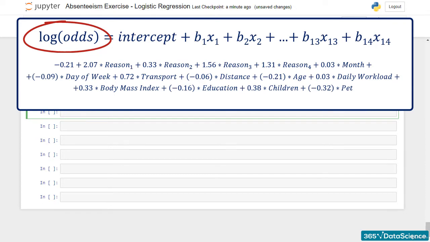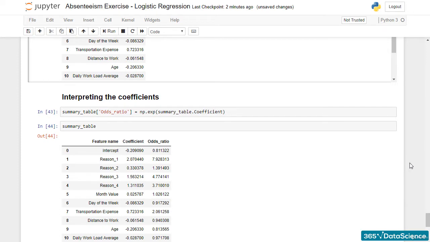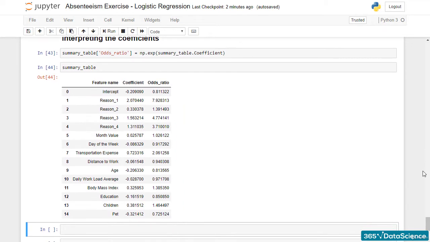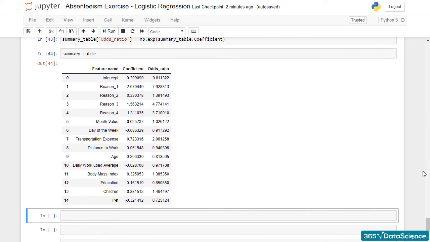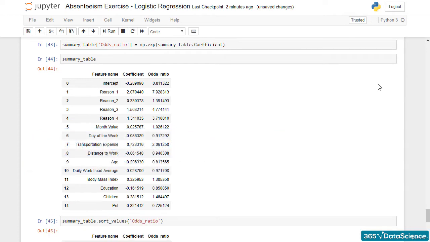I'll create a new series in our data frame called odds ratio. Odds ratio is the correct term for what we will get after we find the exponentials of the coefficients. It is equal to np.exp of summary table dot coefficient. This has added a new column to our table where we have the exponentials of the coefficients. Next, I'll sort the data frame using the sort values method. Sort values requires us to choose the appropriate column by which we want to sort the whole data frame. Logically, for us, this is the new column, odds ratio. Here's the result.